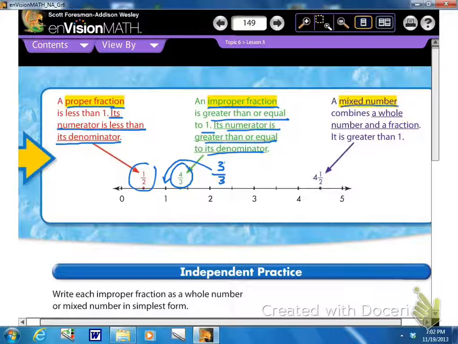And then last we have a mixed number. Now think of the word, it's mixed. So it combines whole numbers and a fraction. Like in the case of the flour. They have 4 whole cups of flour and another 1/2 cup of flour. So 4 1/2 cups of flour. So we have proper fractions where the numerator is always less than the denominator, improper fractions where the numerator is equal to or greater than the denominator, and mixed numbers, and they combine a whole number and a fraction.